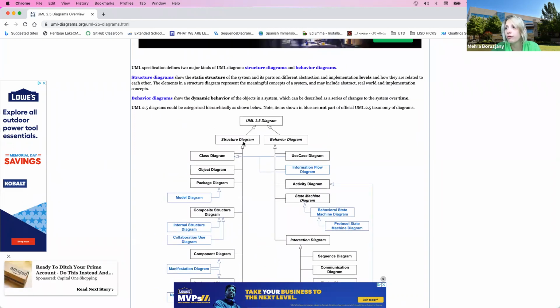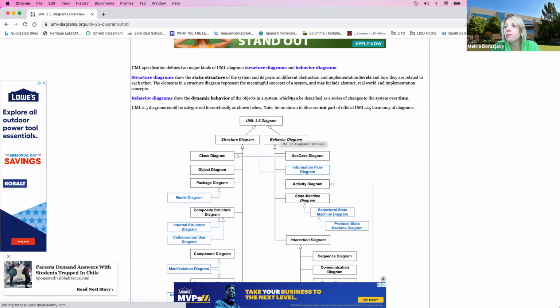Some of them are going to focus on the structure, so they're basically static because they're focused on the structure, and some of them focus on the behavior, so they're more dynamic. As I said, we're going to use two diagrams mainly in this class. One of these is the class diagram, which is one kind of structural diagram.